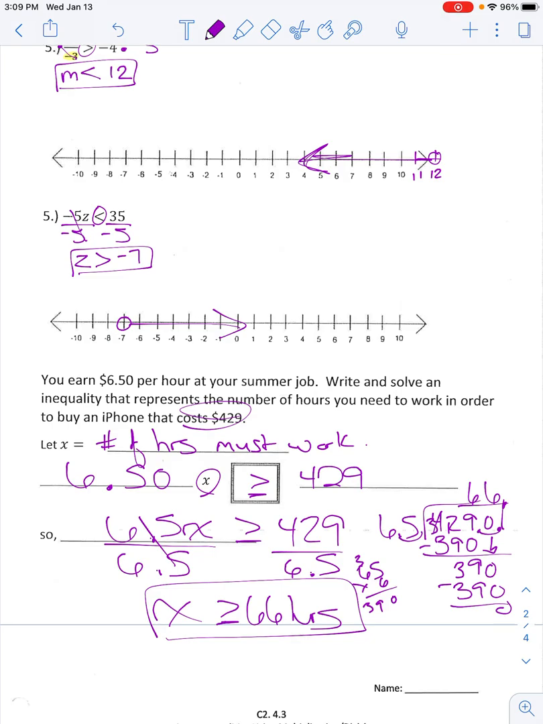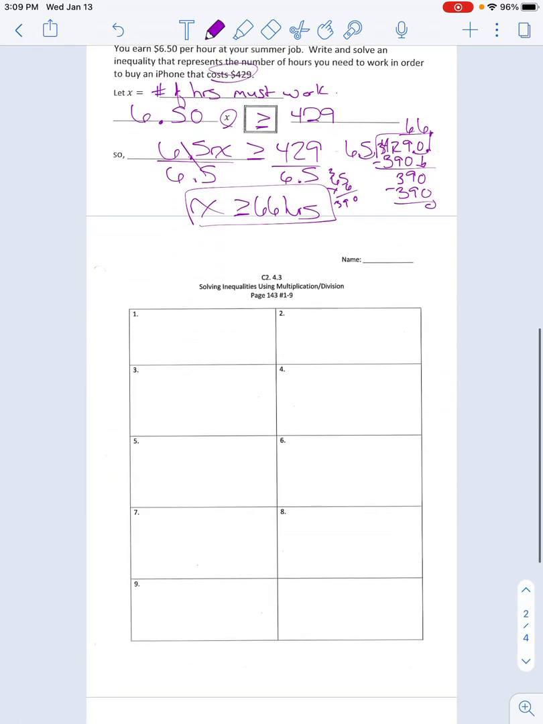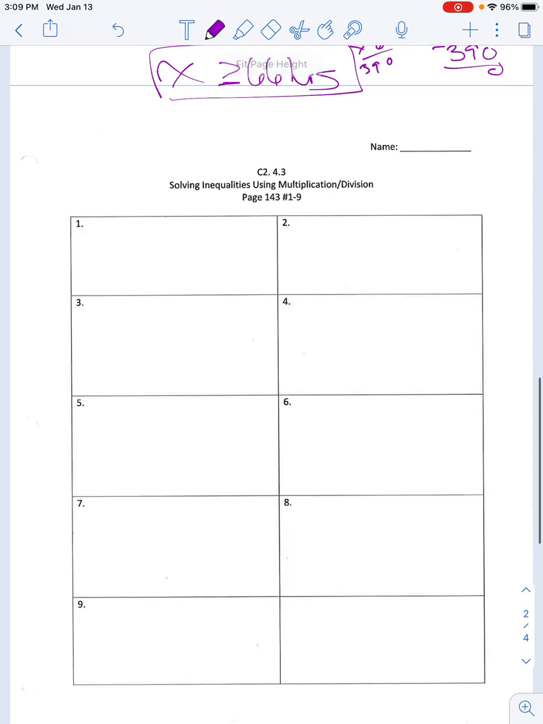Okay, guys, so the only thing really new was multiplying or dividing by a negative. It reverses the inequality. What you are going to do now to practice is pull up page 143 in the textbook. You are going to complete numbers 1 through 9, okay?